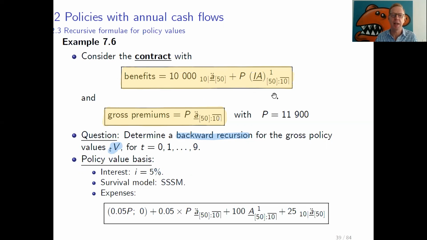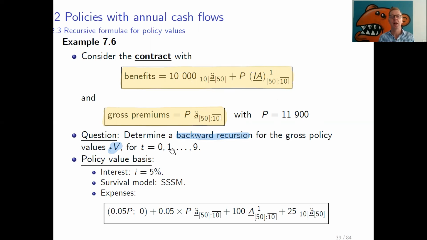So if the insured dies before the annuity payment starts, all the premiums that he has paid will be refunded, and the premiums are paid for 10 years, so between the age 50 and the age 60, provided the insured is alive. And we assume that we have calculated the premium with the premium basis, and this premium is equal to 11,900.